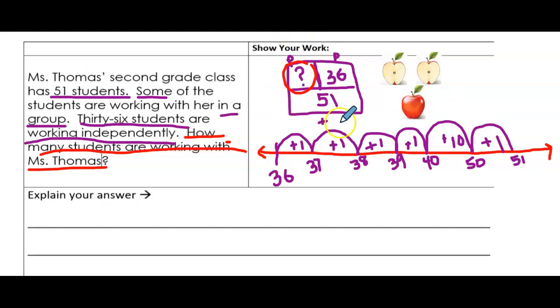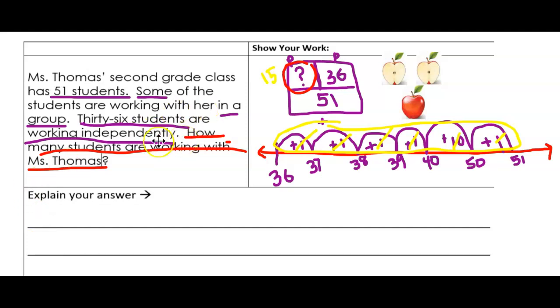Remember, we have to count the numbers that we skip counted by, starting with our largest number in order to find the answer. Can you help me count? Here we go. 10, 11, 12, 13, 14, 15. Boys and girls, your answer should be 15. Great job.